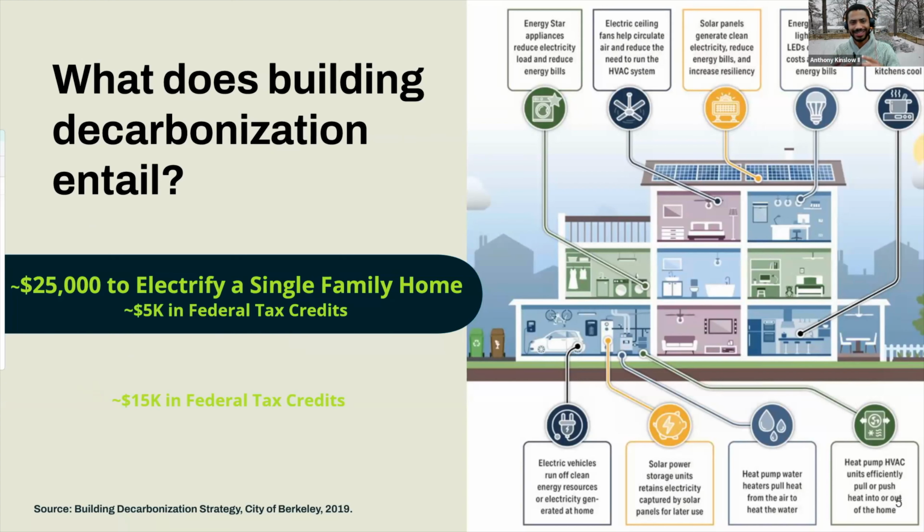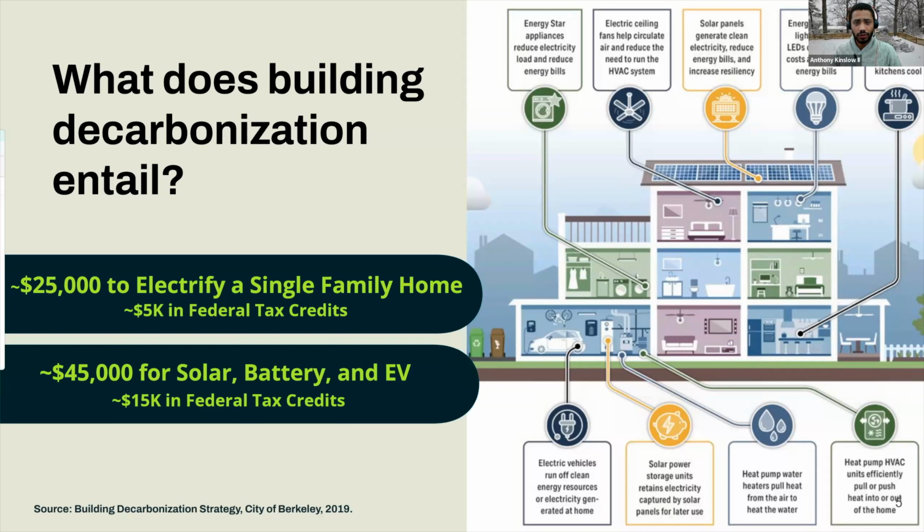First off, it's important to understand that today, for us to decarbonize, the expectation is every single person will spend their own money, either with cash or a loan, to implement all of these different decarbonization measures. To electrify your home is about $25,000, give or take, and roughly $5,000 in federal tax credits. But if you wanted to go further and do solar, battery, and EV, that's an additional $45,000 with about $15,000 in tax credits. So a total of around $70,000 to decarbonize a household.